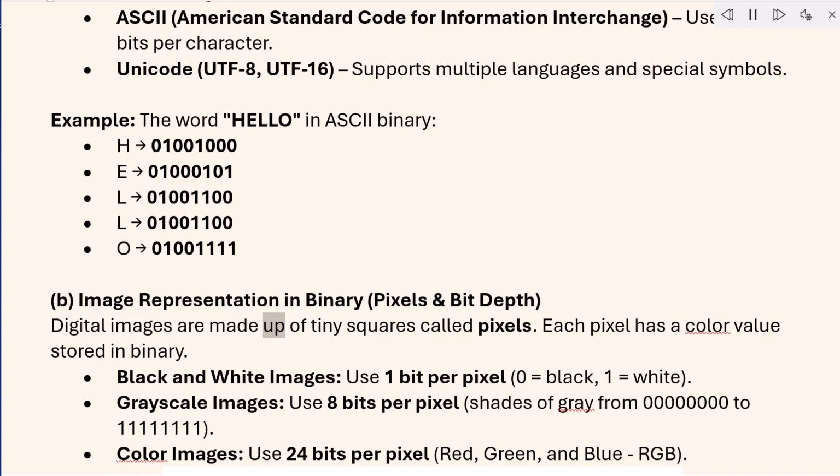B. Image representation in binary, pixels and bit depth. Digital images are made up of tiny squares called pixels. Each pixel has a color value stored in binary. Black and white images use 1 bit per pixel, 0 equals black, 1 equals white. Grayscale images use 8 bits per pixel, shades of gray from 00000000 to 11111111. Color images use 24 bits per pixel, red, green, and blue, RGB.